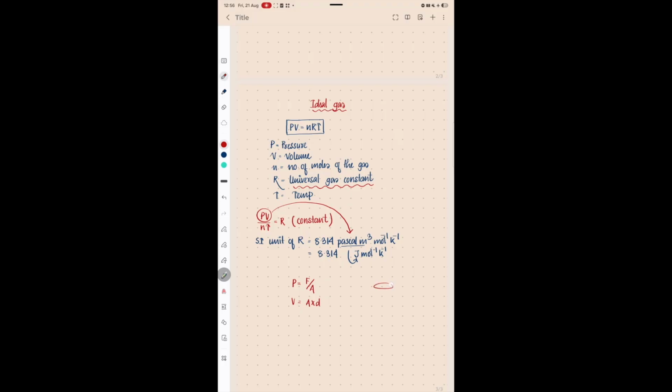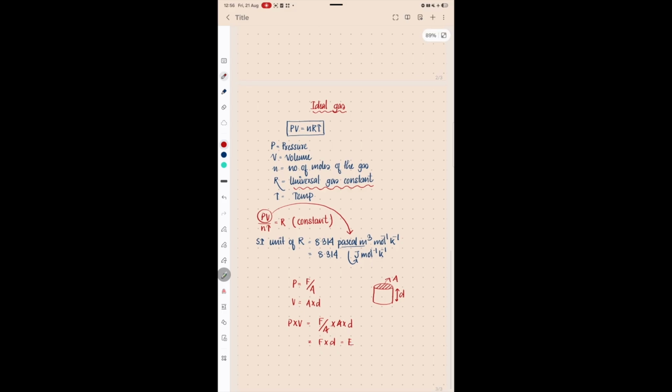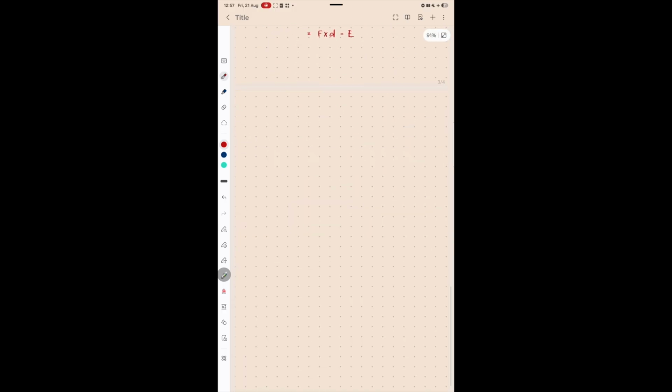Like, what will be the volume of this? This will be area of this and to this distance, yes or not? Okay, so if now I multiply P cross V, that will be what? Force upon area into distance, so that will be force into distance, so that will be energy. So that's why the Pascal meter cube reduces to joule. Okay, you must read this in your physics.